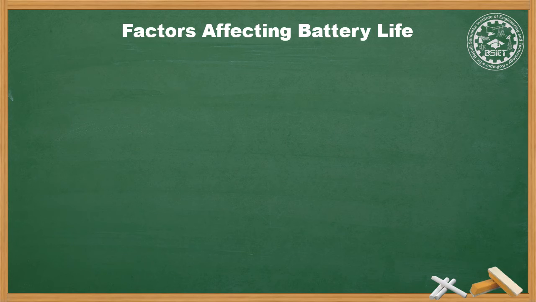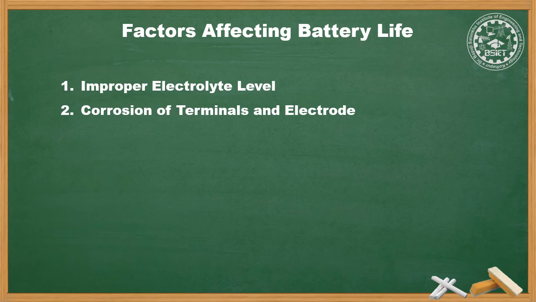Factors affecting battery life. The following factors affect the battery life. First, improper electrolyte level. The electrolyte level should always be maintained. Second, corrosion of terminals and electrode conductors. The battery should be checked for corrosion and proper maintenance measures taken. Third, overcharging of a battery should be avoided as it may increase the chances of battery failure.